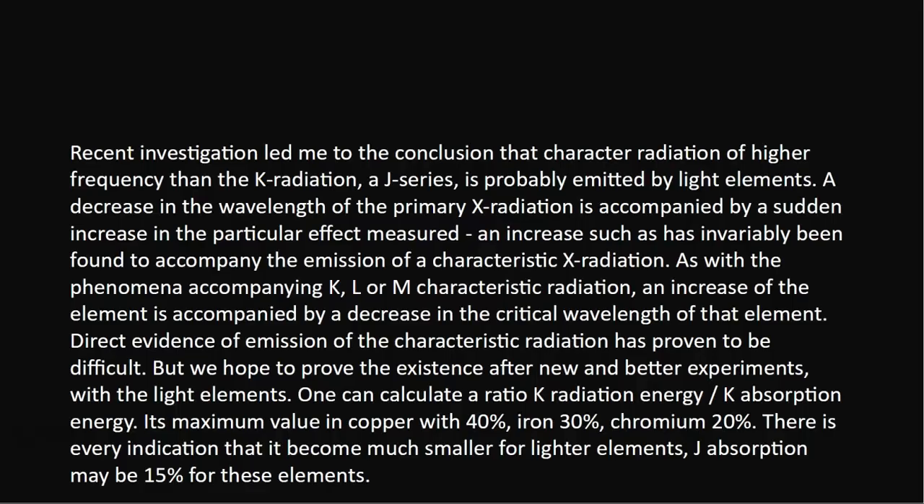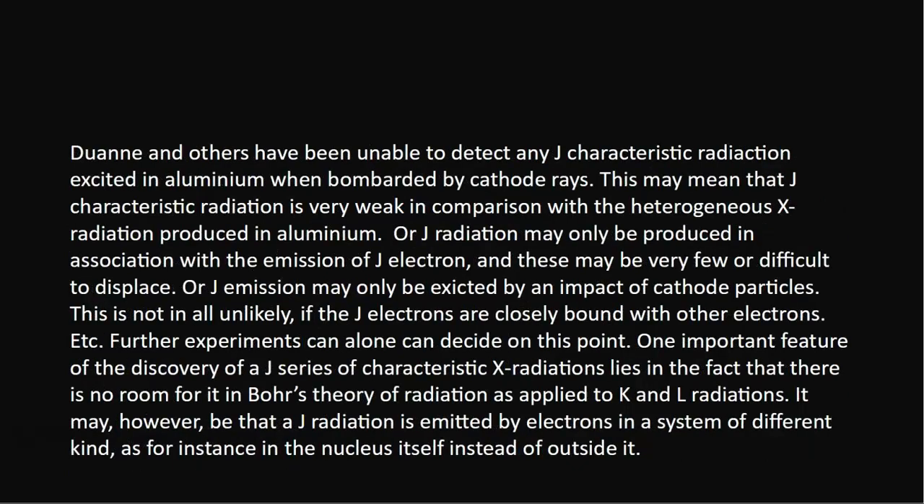One can calculate a ratio, K radiation divided by K absorption energy. Its maximum value in copper is 40%, in iron 30%, in chromium 20%. There is every indication that it becomes much smaller for light elements. J absorption may be 15% for these elements. Duane and others have been unable to detect any J characteristic radiation excited in aluminium when bombarded by cathode rays. This may mean that J characteristic radiation is very weak in comparison with the heterogeneous X radiation produced in aluminium.